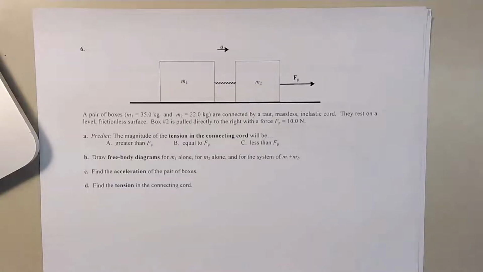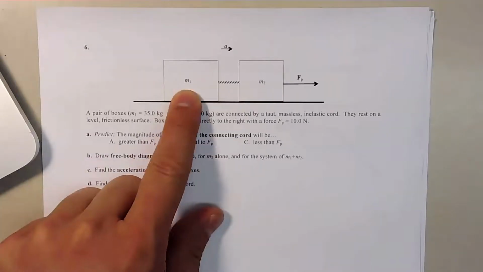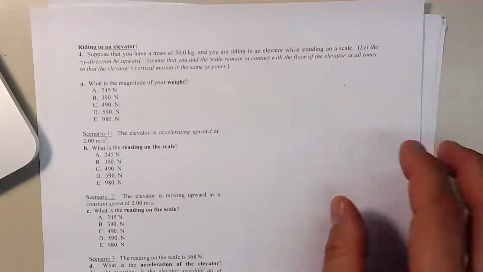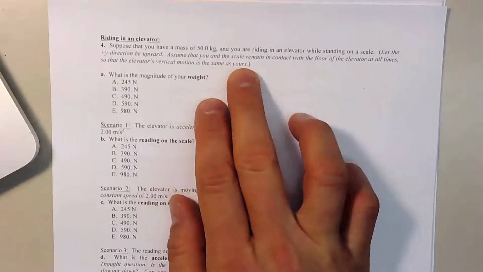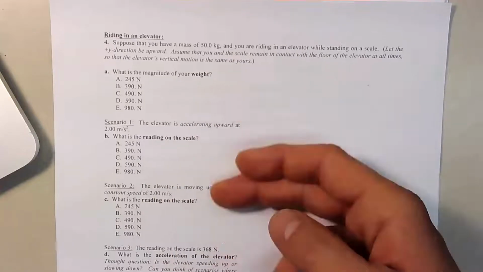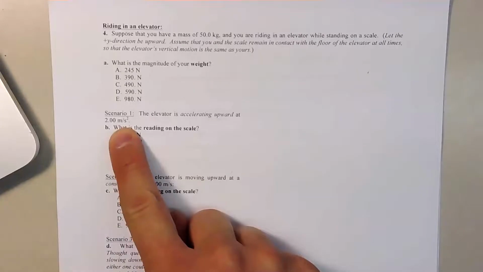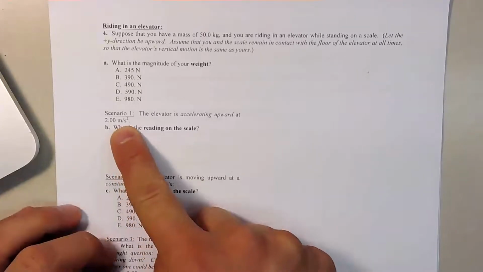I don't need to worry about the acceleration of box one being a sub one and the acceleration of box two being a sub two. They're the same. And that's going to be true for the elevator and everything inside the elevator. So just bear that in mind whenever you see that. If the elevator is accelerating upward at 2 meters per second squared, that means you are accelerating upward at 2 meters per second squared as well.